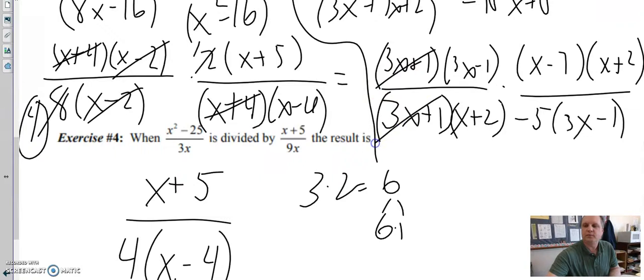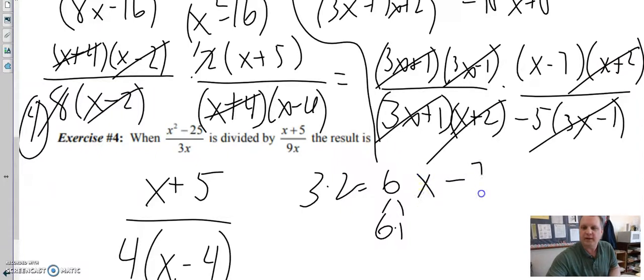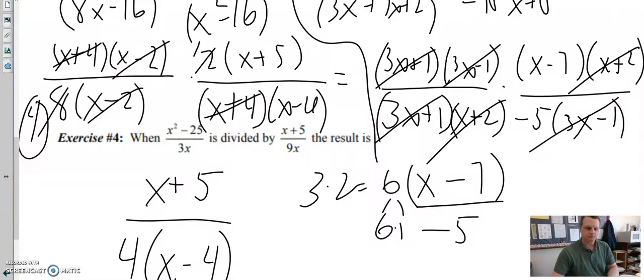3x plus 1, 3x plus 1, 3x minus 1, 3x minus 1, x plus 2, x plus 2. We are left with x minus 7 all over negative 5. And that's good by me.